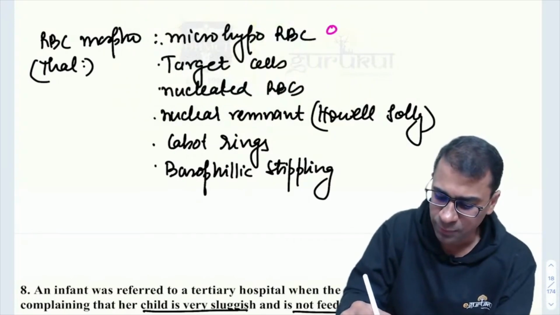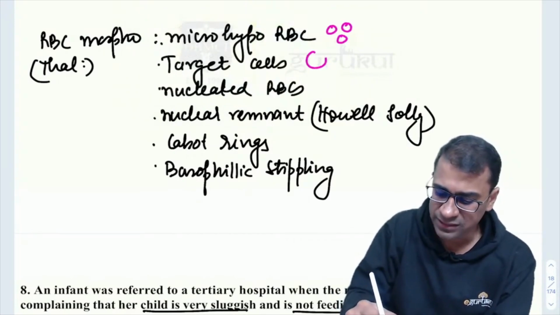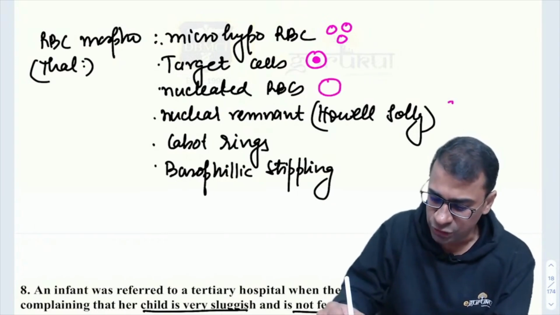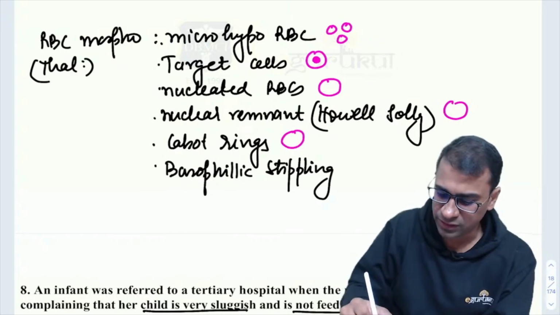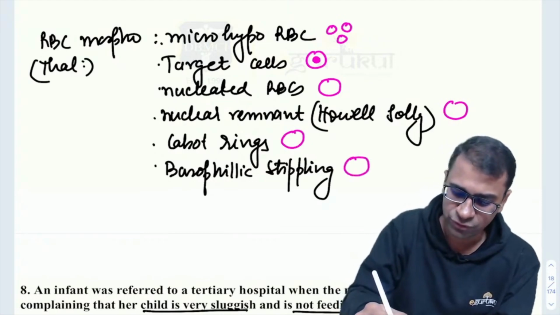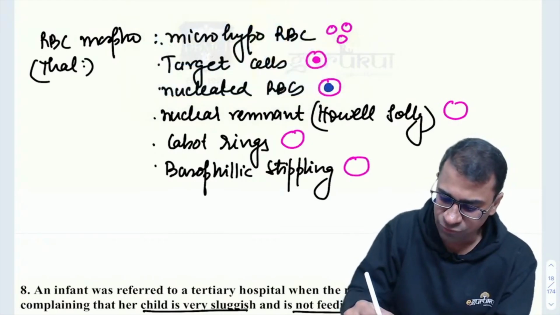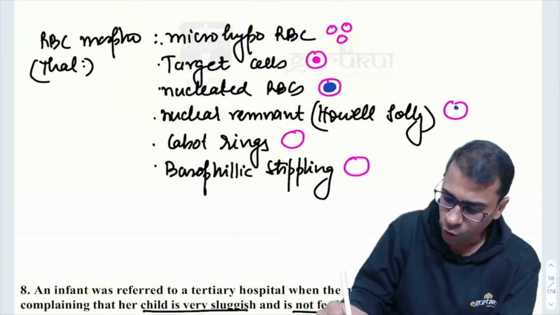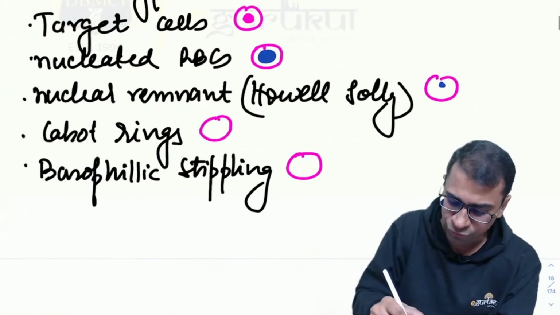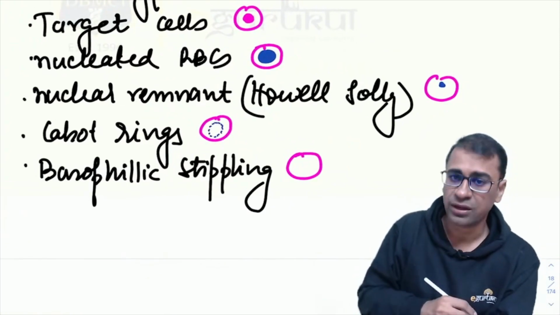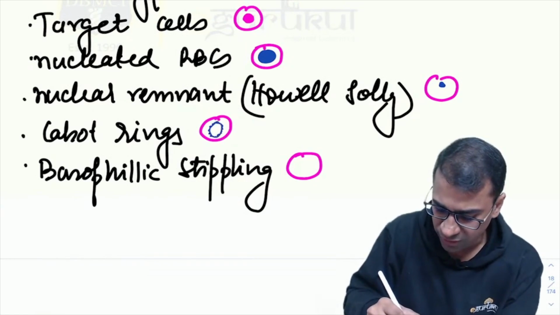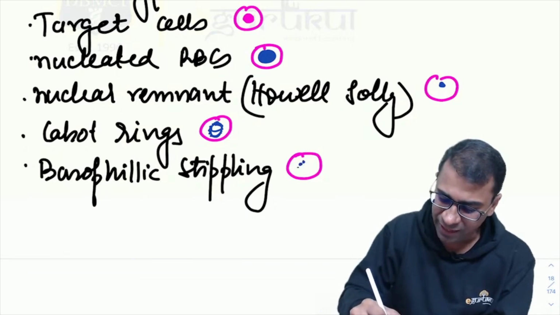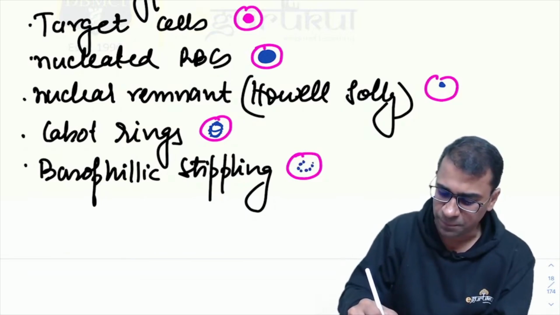Microcytic hypochromic are small RBCs with less color. Target cell is a cell stain area. NRBC, nuclear fragments, Cabot rings, and basophilic stippling. If you see a full nucleus inside it, it is NRBC. If you see a nuclear remnant here, Howell-Jolly bodies. If you see a full ring like this, it's a Cabot ring, and if we see multiple rings, a figure of 8 like this, a complete figure of 8 appearance. If you see light blue color dots here, it is called basophilic stippling.